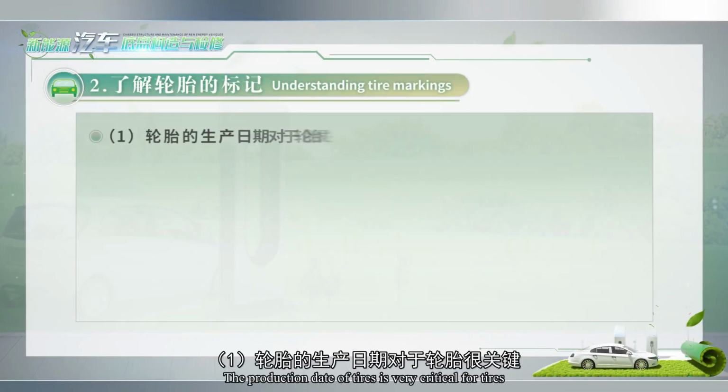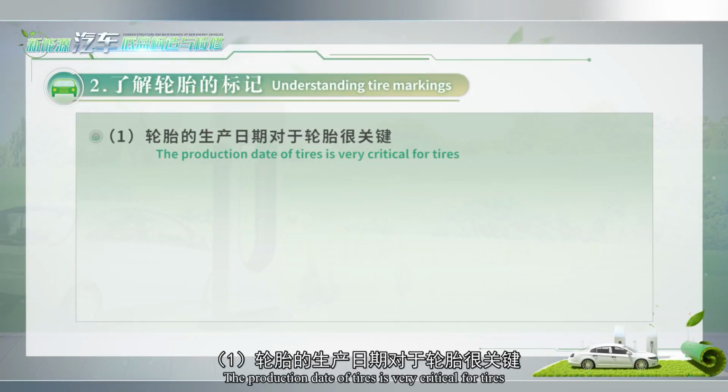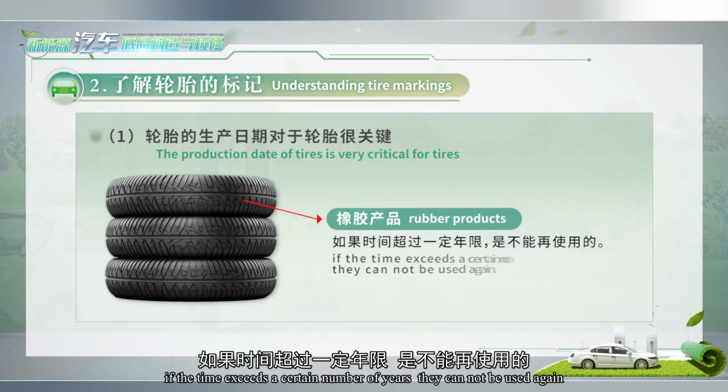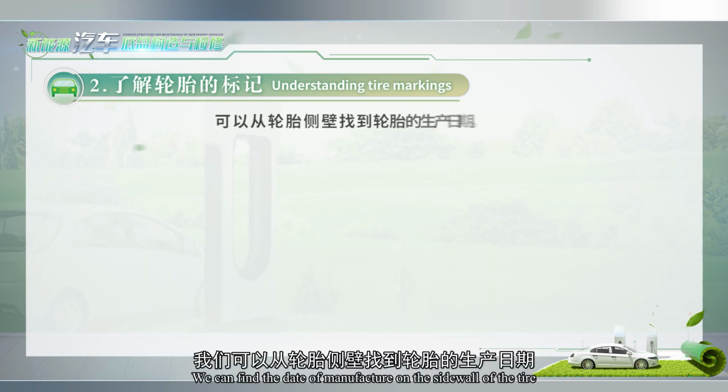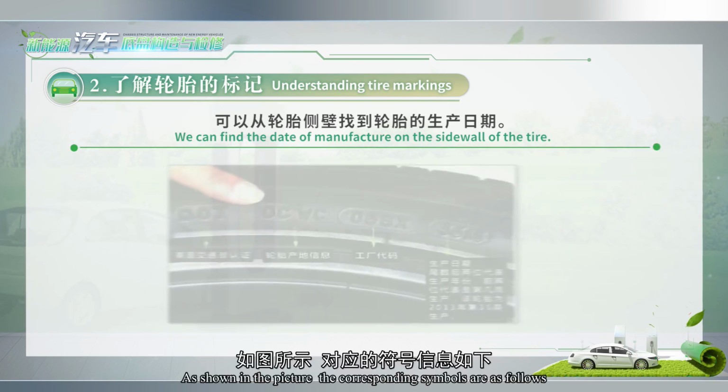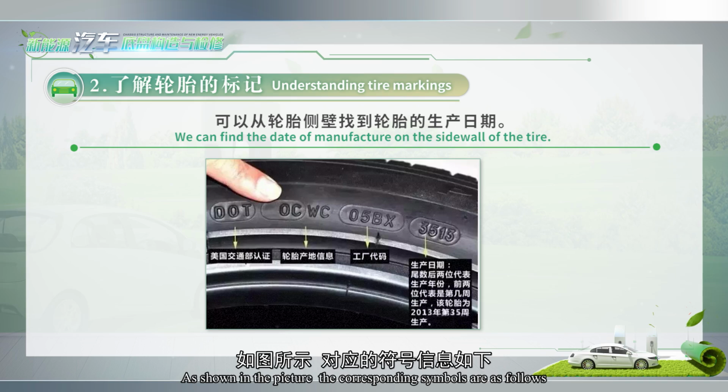The production date of tires is very critical, because tires are rubber products. If the time exceeds a certain number of years, they cannot be used again. We can find the date of manufacture on the sidewall of the tire. As shown in the picture, the corresponding symbols are as follows.